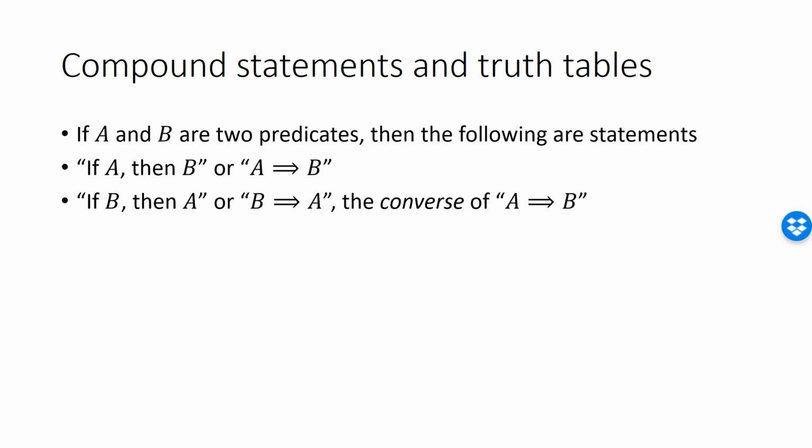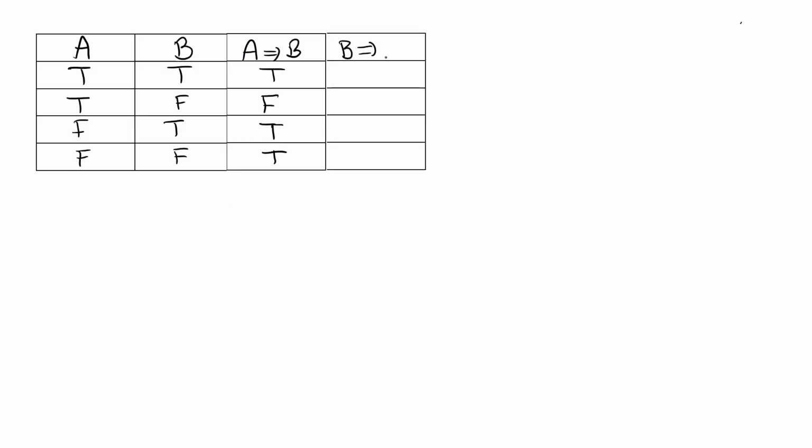For example, x greater than 0 implies x greater than 1 is the converse of x greater than 1 implies x greater than 0. It's not hard to figure out the truth value for the converse. It is false only in one case, and that is when the conclusion A is false while the hypothesis B is true. That is right here. In all other cases, the converse is true. In some cases, with 2 predicates, both the implication A implies B and the converse B implies A are true.